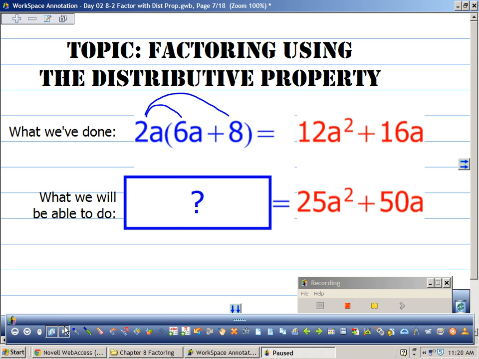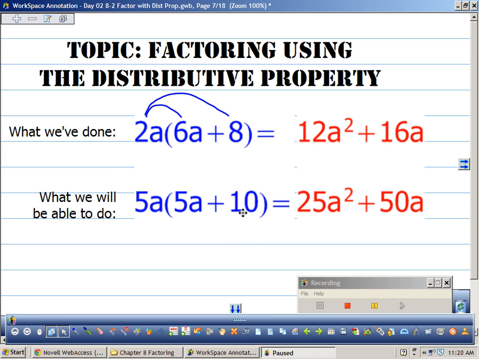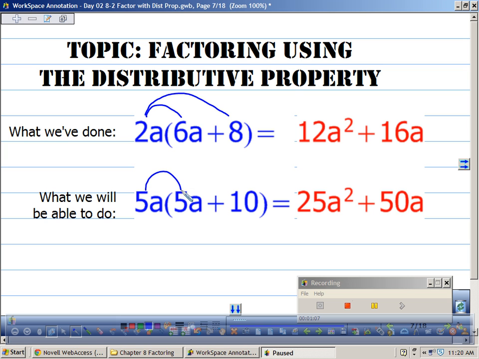Good job. I didn't expect that. I actually put 5a out here. All right, so this is factored, correct? If I were to do this in the reverse, it would be 5a times 5a, which is 25a squared, and 5a times 10 is 50a. But this just happens to be not completely factored. And we're going to talk about that a little bit later.